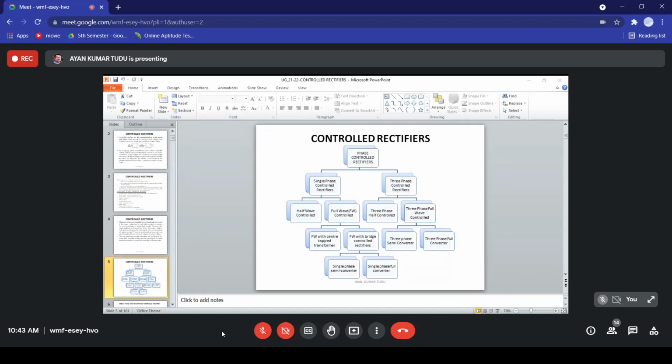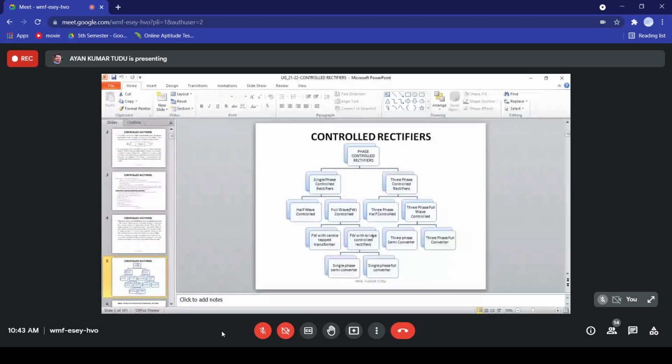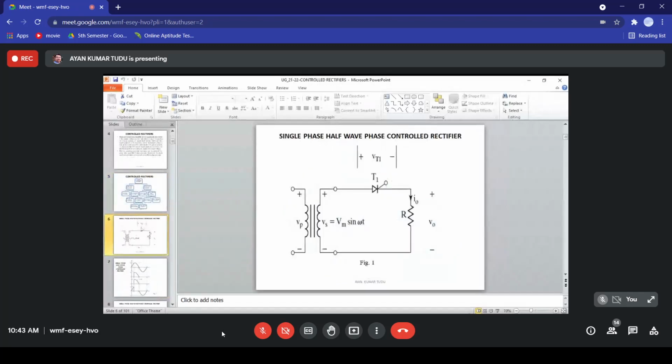And this three phase full wave control will divide into three phase semi converter and three phase full converter. So let us start with the first one, that is single phase half wave phase control rectifier.